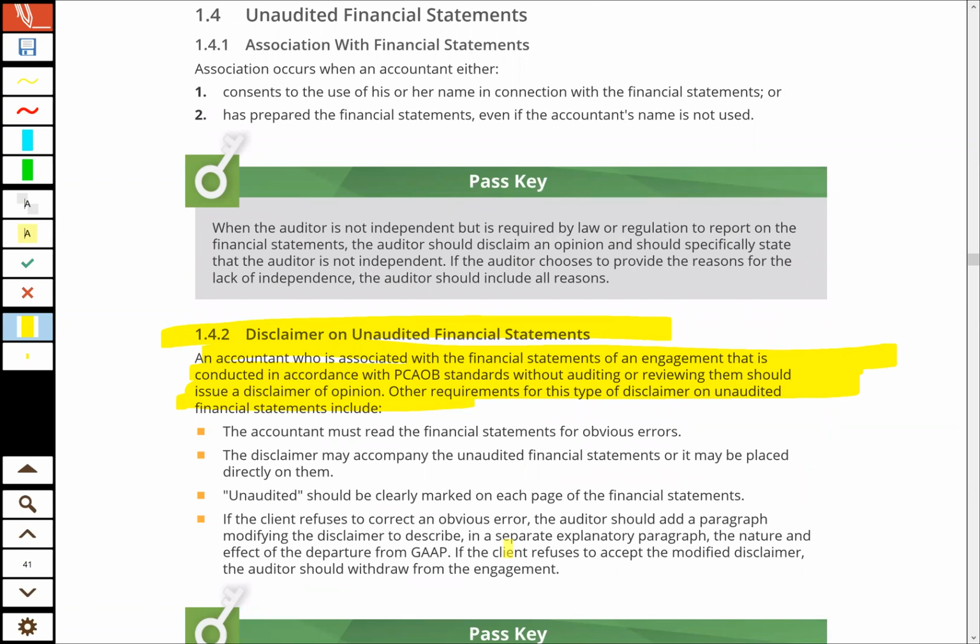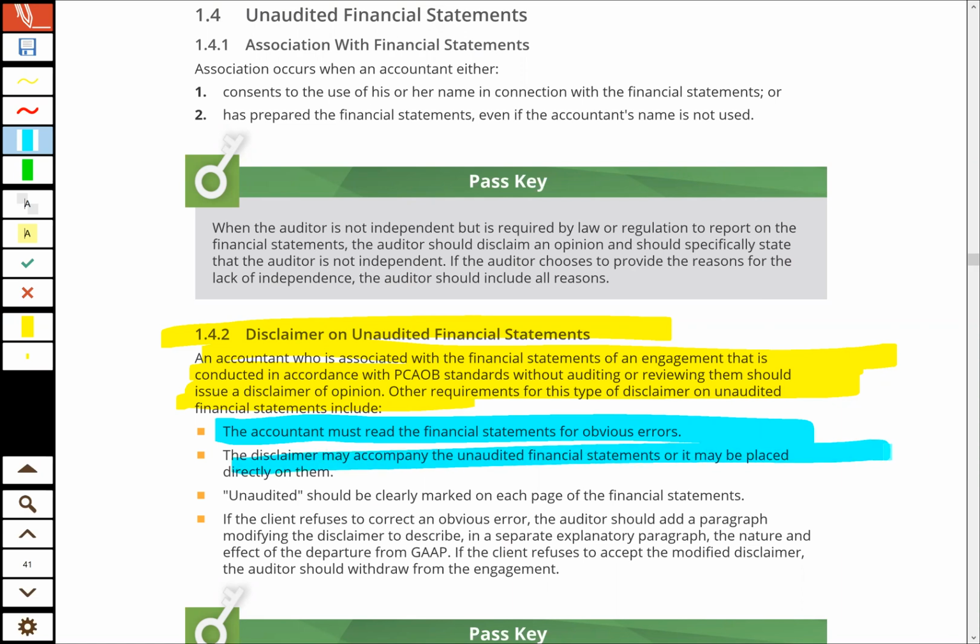Okay, if you become associated with financial statements for some reason, then you will have to issue a disclaimer. Now, even when you issue that disclaimer, we're going to see that you still must read the financial statements for obvious errors. The disclaimer must accompany the financial statements, or there must be some sort of comment right on the face of those financial statements that you're disclaiming.